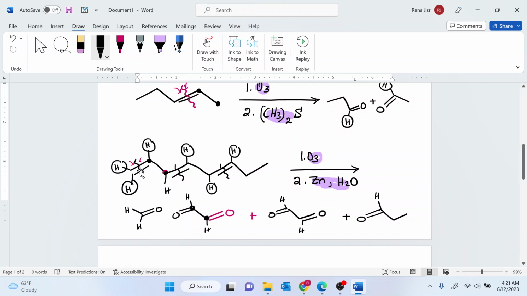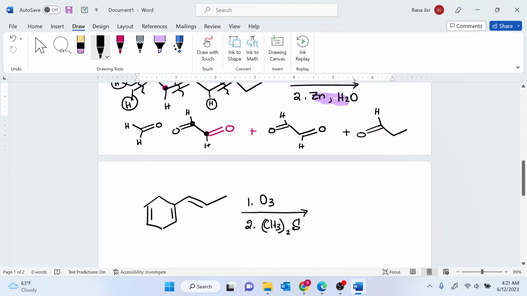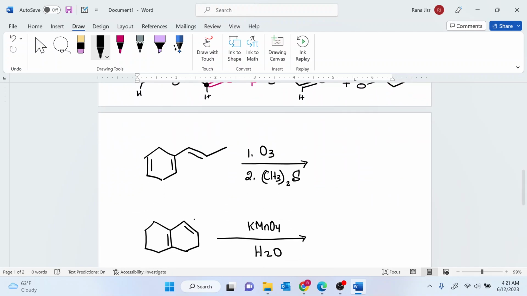So breaking this structure, cleaving the double bonds of this structure by a mild oxidizing agent, see how many fragments did it give me? It gave me 1, 2, 3, and 4. These two are going to be the same. Let's have another example in here. Still, we are working with a mild oxidizing agent.